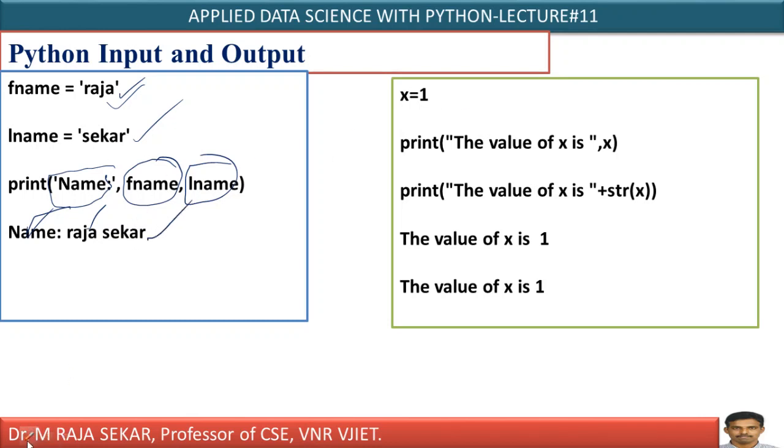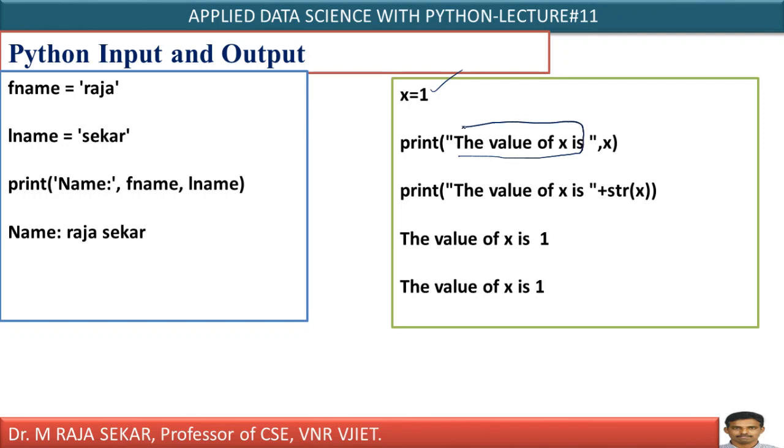What about this one? If I keep something, just a minute, x equal to 1, means 1 will get stored in x. The value of x is, in the output screen, what will it display? The value of x is. They are separated by comma, isn't it? Print object 1, object 2, that's what its syntax is. This particular thing will get displayed as it is.